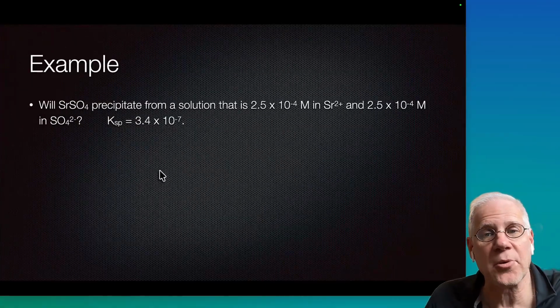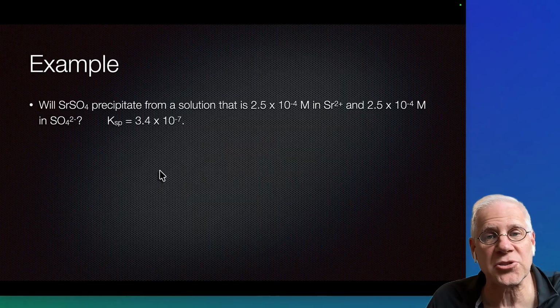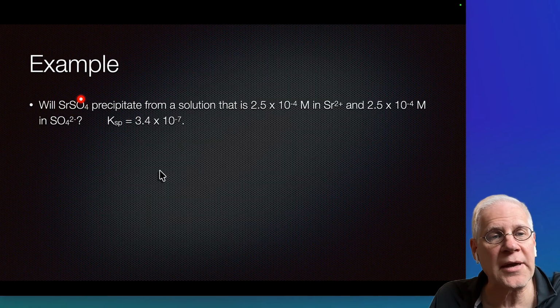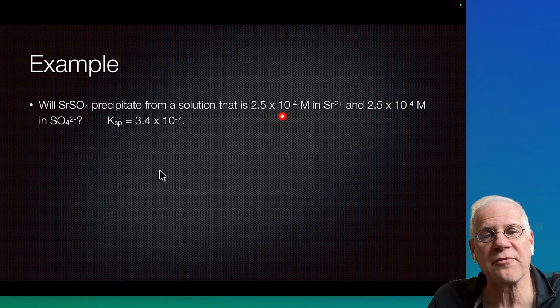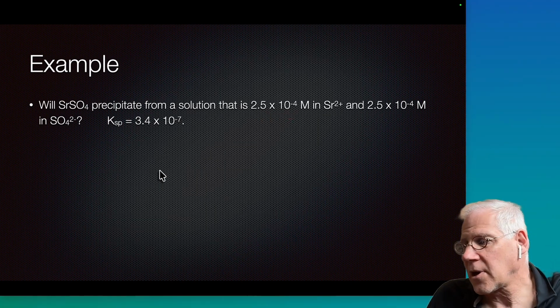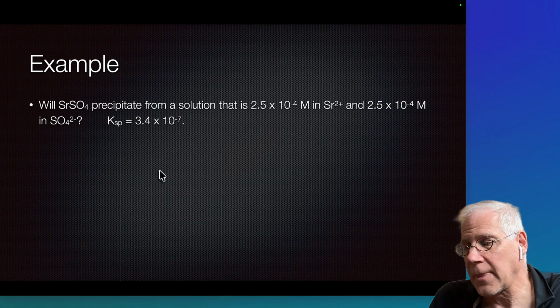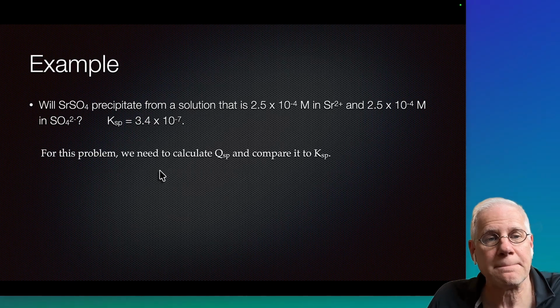Let's look at another example. Here we want to know if we're going to get a precipitate. So now we have a solution where we know the concentrations of the two ions that are in there. We're not changing the volume at all. So I want to know if I will get a precipitate of strontium sulfate. I know that the concentration of my strontium is 2.5 times 10 to the minus 4. The concentration of my sulfate is also 2.5 times 10 to the minus 4. And my KSP is 3.4 times 10 to the minus 7.